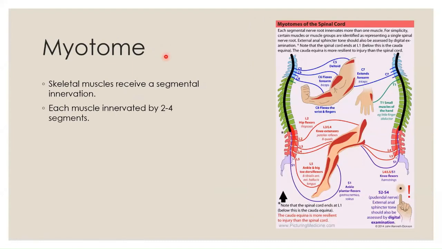Then myotomes, similarly, the spinal nerves have muscles which are supplied segmentally like this. But the muscles usually have 2 to 4 nerve levels supplying one muscle. Like this, this muscle of the thigh is supplied by both L3 and L4. Like that, you have several spinal segments supplying one muscle.